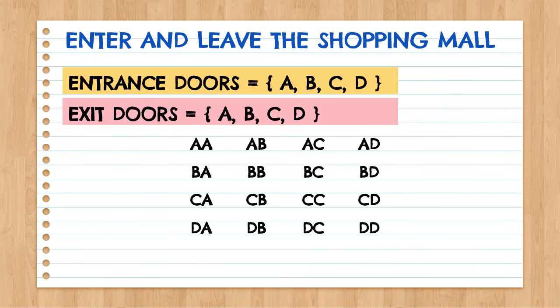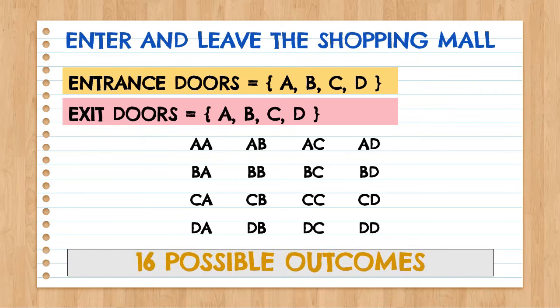And we have a total of 16 possible outcomes. We can now conclude that a customer can enter and leave the shopping mall in 16 possible ways. Very good, grade 8 learners.